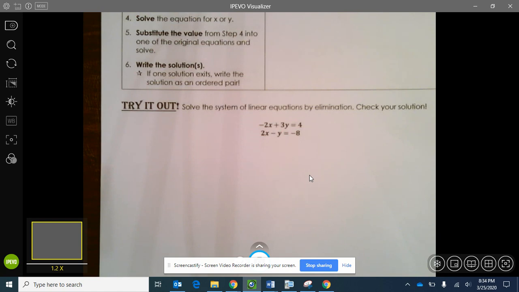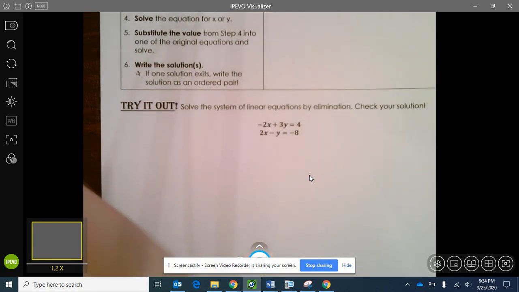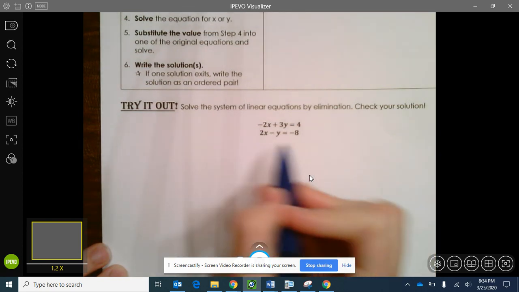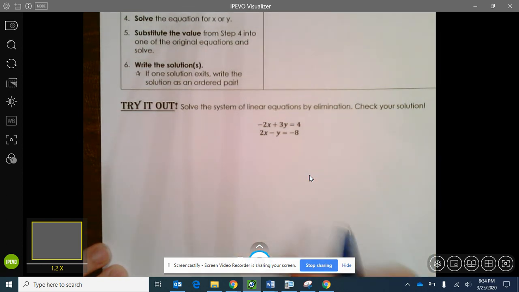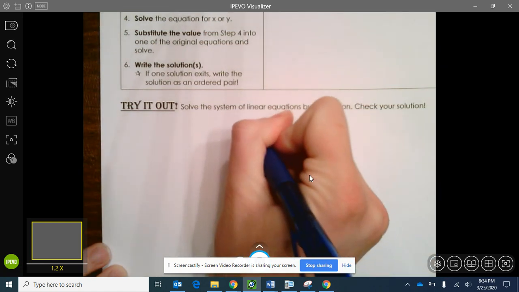Now remember, your goal with elimination is you're going to add the equations vertically, and you want one of the variables, either x or y, to add to 0. So sometimes, depending on how the equation's set up, just by adding, or you could subtract, you're going to get one of those variables to add to 0. So if you take a look at what we have here, if I start going down my columns, negative 2x plus 2x, if you notice, if I add those straight down, I'm going to get 0x.